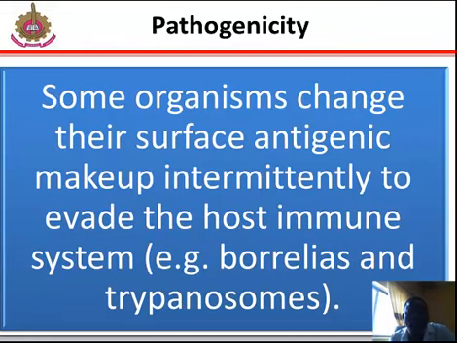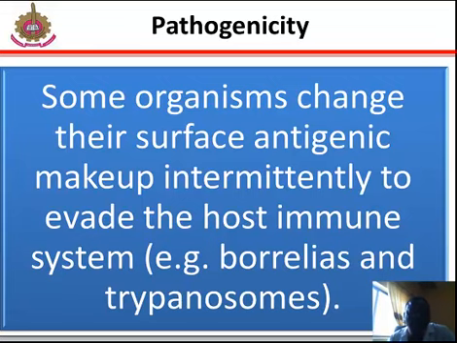Let's now look at what they call pathogenicity. Well, it means nothing but to tell you how an organism can cause disease. Some organisms change their surface antigenic makeup intermittently to evade the host immune system. That is the commonest way by which microorganisms evade the host immune system.